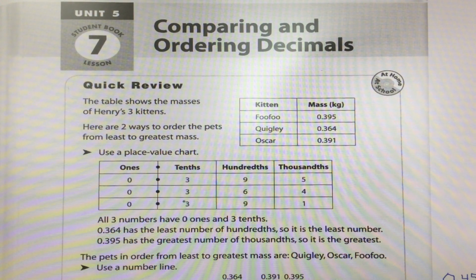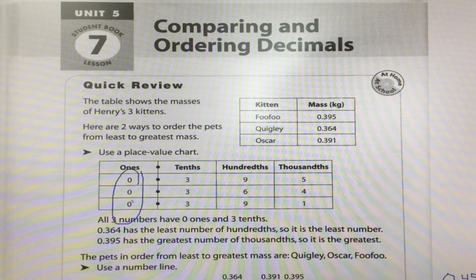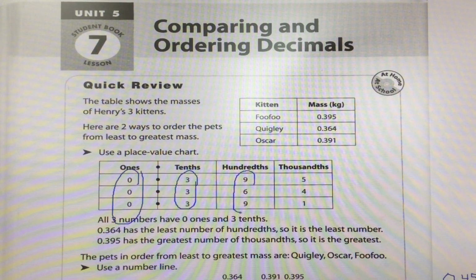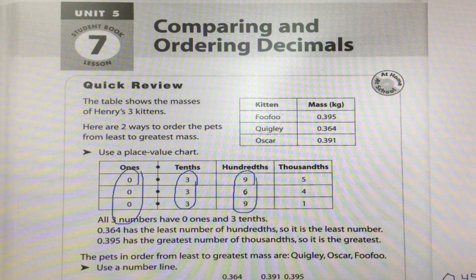So those we can't use to compare, but we always start in the largest column. If there's no one larger, then we have to move over to the next column. We go to the tenths, and they're all the same still. When we come to the hundredths, we know that these two 9s are higher than the 6, so automatically these two numbers are larger. This one is the least, so that one's going to be in third place.